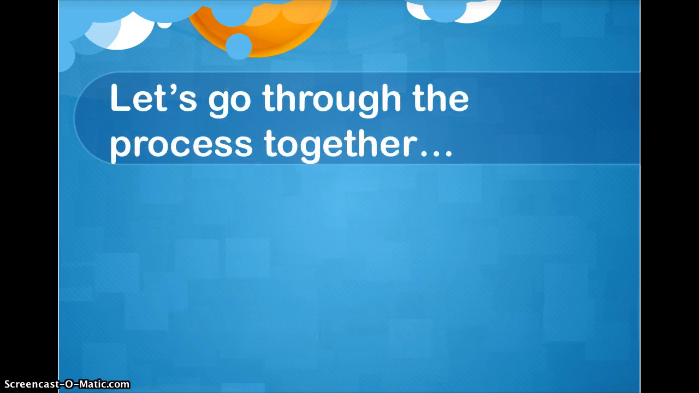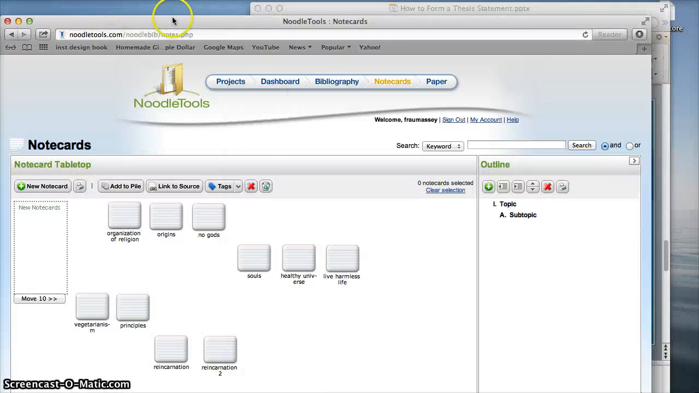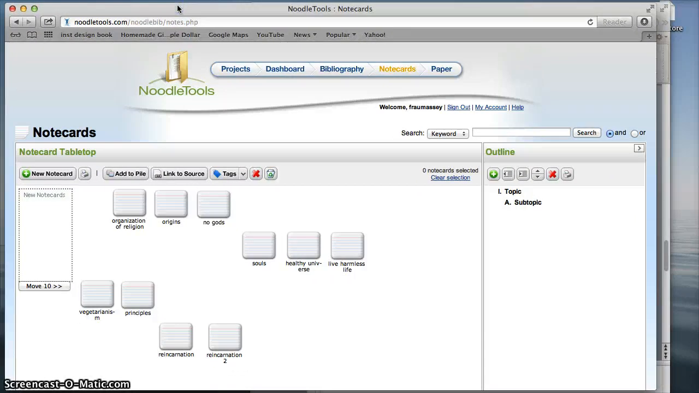So let's go through this process together. What I have done is I have made note cards on the religion Jainism. Okay, Jainism was not on your list, and it was because I wanted to use it as an example as we go through this. Now, without reading all of my note cards, let me go through a little bit of it. So first, it's very similar to Hinduism and Buddhism. However, they have no gods. They don't worship any kind of deity.